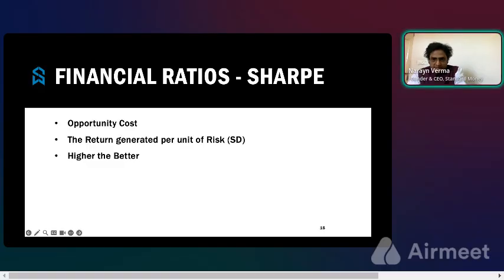All these ratios are again based on historical data, so they are based on something that has already happened. There is nothing that can change that, but it is no guarantee of the future performance. So keep that in mind while analyzing your portfolio. Again, for Sharpe ratio, the higher the better.